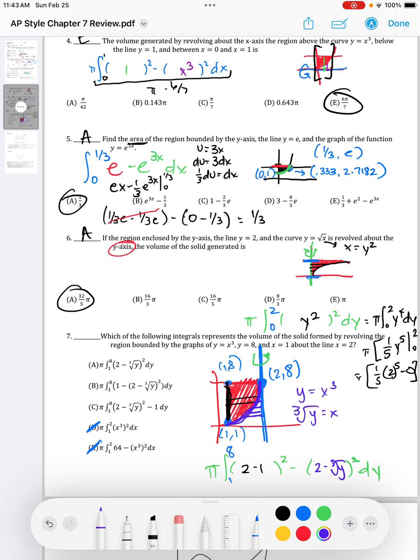Now, if we look, we don't see this exactly anywhere here, but we do see 2 minus 1 is going to be 1, so that's going to be 1 squared, which is still 1. And so that answer here is going to be B. All right, let us know if you have any questions.